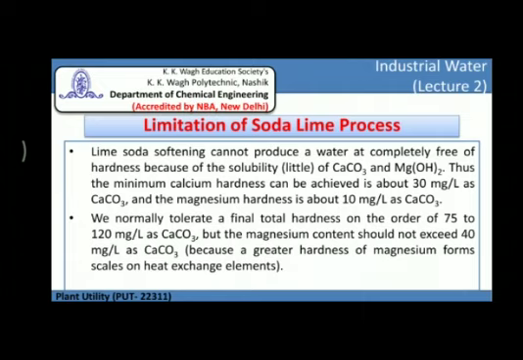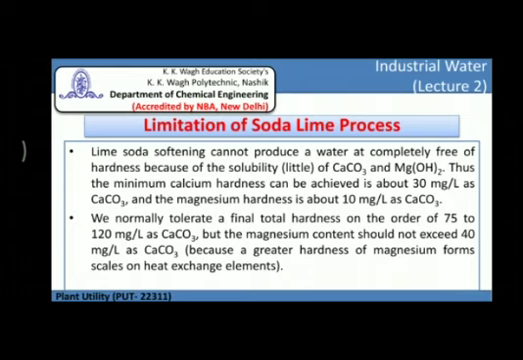Soda lime softening cannot produce water completely free of hardness because of the solubility of calcium carbonate and magnesium hydroxide. Thus, the minimum calcium hardness that can be achieved is about 30 ppm as CaCO3, and the magnesium hardness is about 10 ppm as CaCO3.